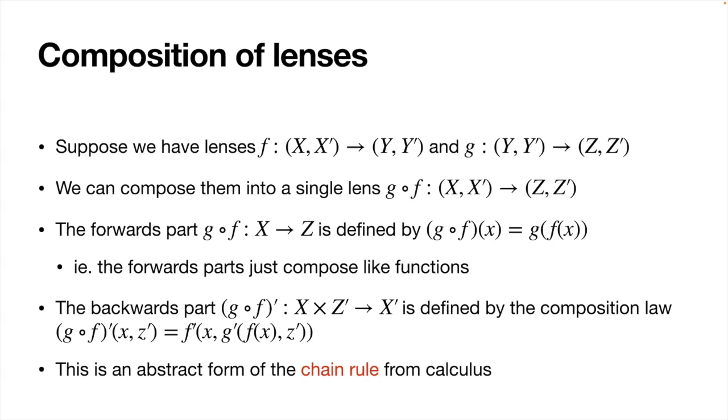The forwards parts are just functions, and we can compose them like functions. So we need to get along the forwards direction from X to Z, and we know how to get from X to Y and from Y to Z, so we can do function composition. If we evaluate some input, we just apply F to it and then apply G to its result. And then in the backwards direction, this is the hard one. We want to get from X times Z prime to X prime, and it turns out that you can do it. You need to use this formula. The weird thing about this formula is that it involves the forwards part of F.